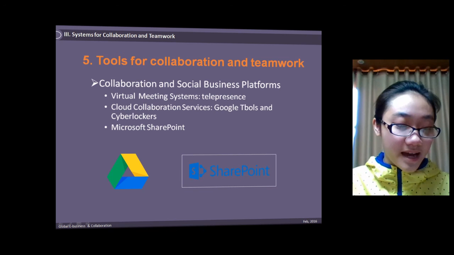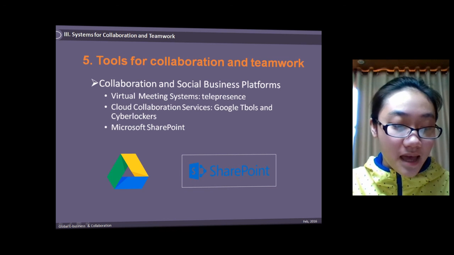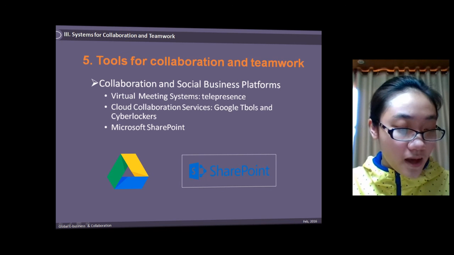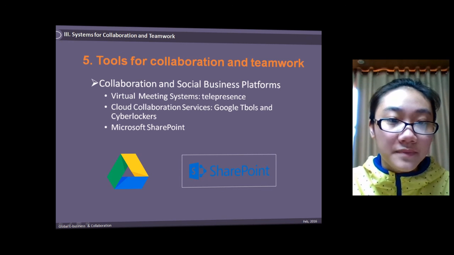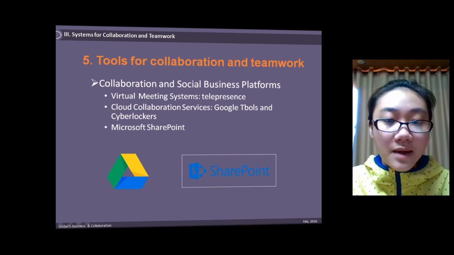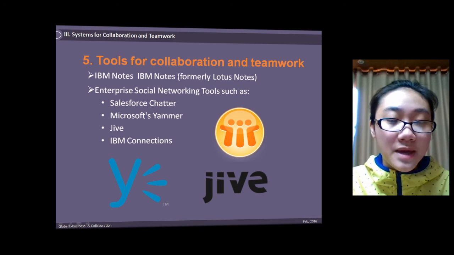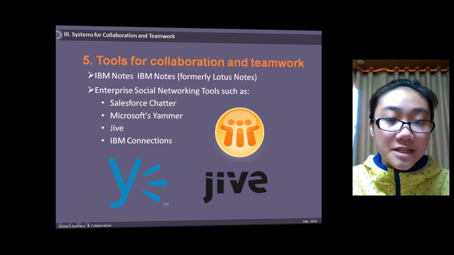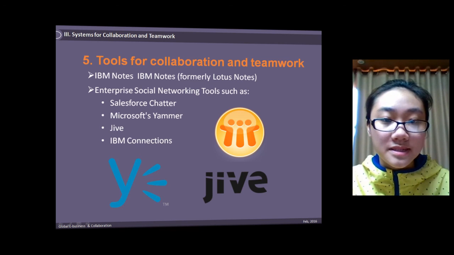Also, there are new software products, multifunction platforms for collaboration. There are virtual meeting systems for telepresence, cloud collaboration services such as Google Tools, Microsoft SharePoint, and IBM Lotus Notes, and enterprise social networking tools such as Salesforce Chatter, Yammer, and IBM Connections.